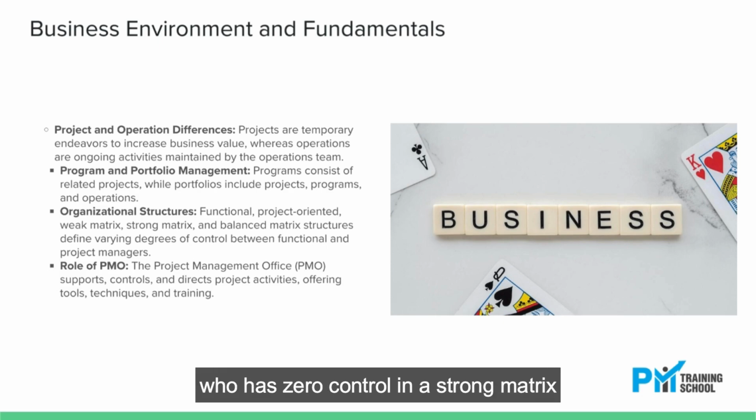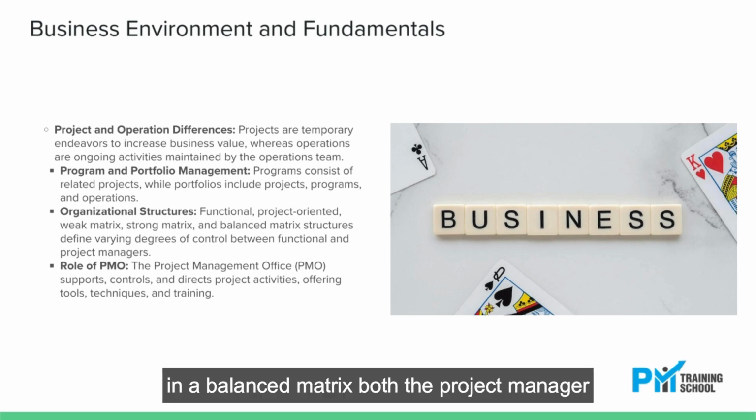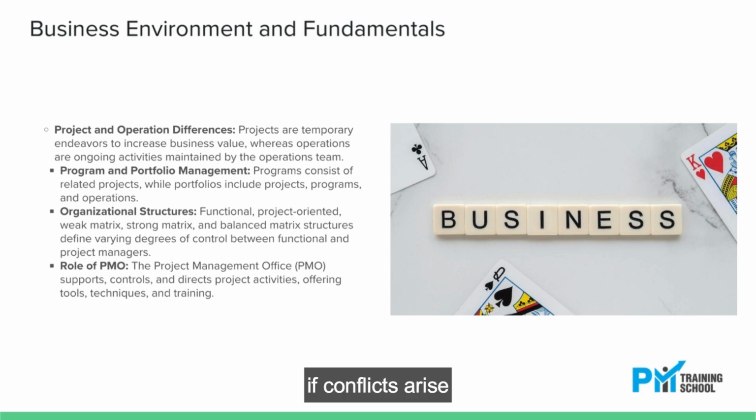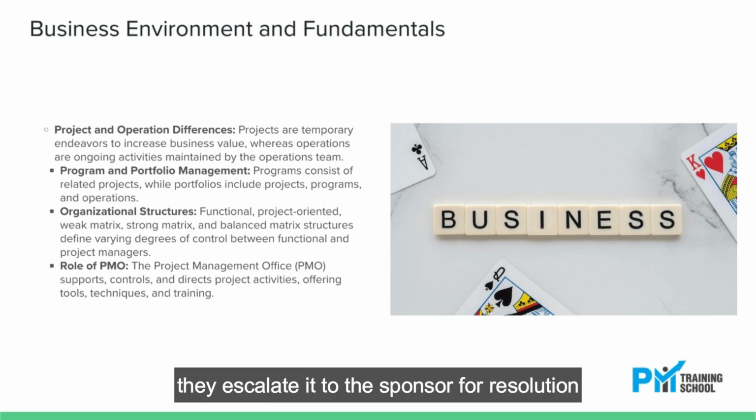In a strong matrix, the project manager is in charge. In a balanced matrix, both the project manager and functional manager have equal control. If conflicts arise, they escalate it to the sponsor for resolution.